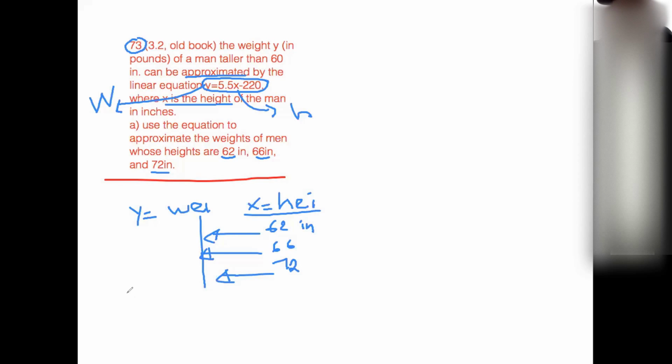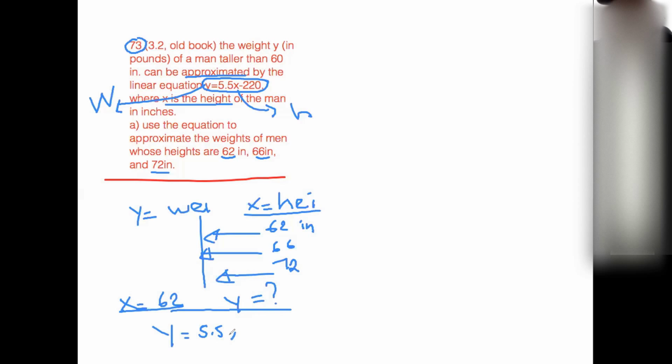Okay, so let's find, if X is 62, what is the Y, or the height? Okay, so what do we do again with the X, with 62? What do we do with the 62 in the equation? We need to substitute the X with 62. That's right. Instead of the X, we have the height of 62 inches.